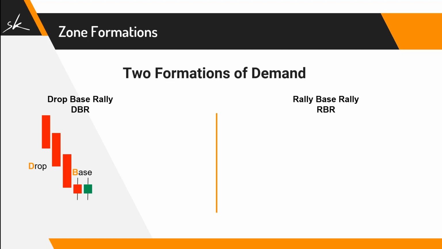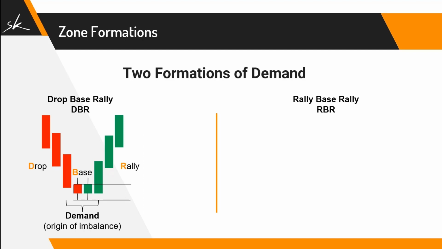After some time, price starts moving up. The only logical reason for prices to move up has to be more demand. This move to the upside is what we call a rally. Now we wrap the origin of imbalance, the basing, with two horizontal lines and call it our demand zone.